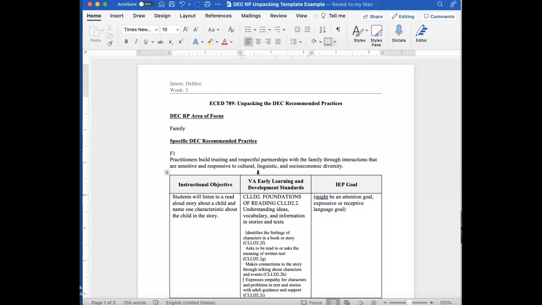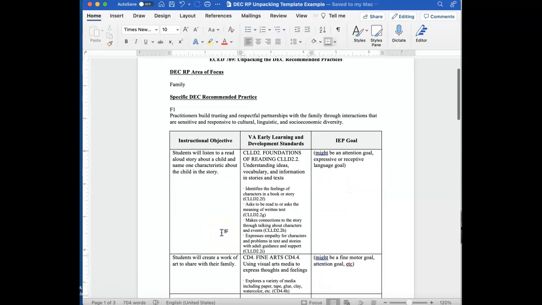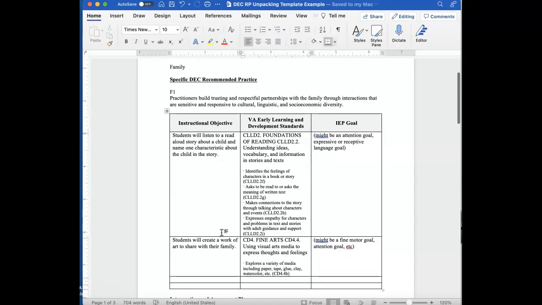So I'm looking at this very broadly because it is looking at families and looking at differences among families, whether they're cultural, linguistic, or socioeconomic. So I'm going to extend that because my students are included in that. They are families. So when I think about instructional objectives, I'm going to think about how am I going to make this relevant for my kiddos, or how can I practice with my kiddos in the classroom as well?